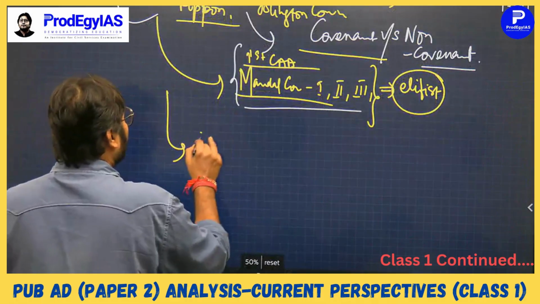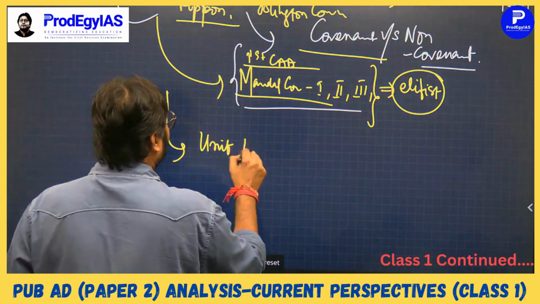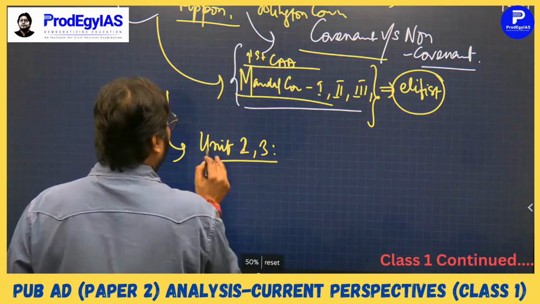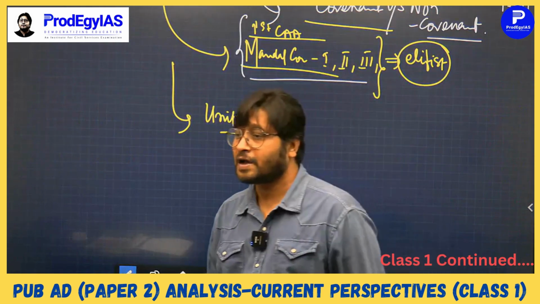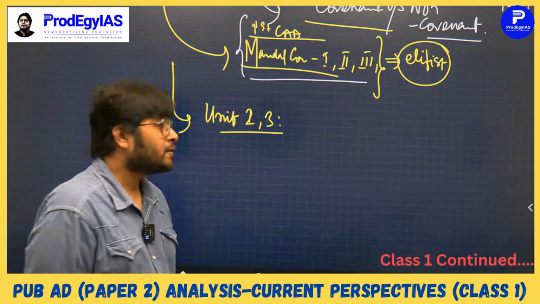Fine. Then let's see 2 and 3. ये दो यूनिट्स भी हैं, ये भी बहुत डोमिनेंट है पेपर 2 में. Mostly philosophical aspect and union government, right?